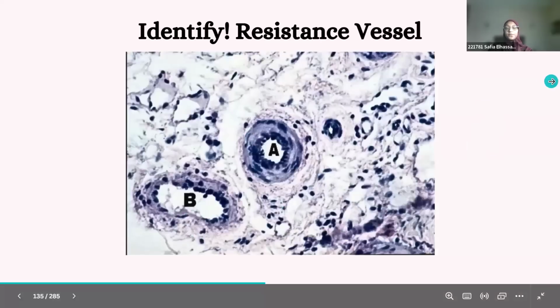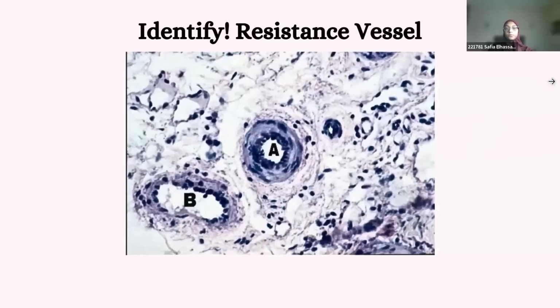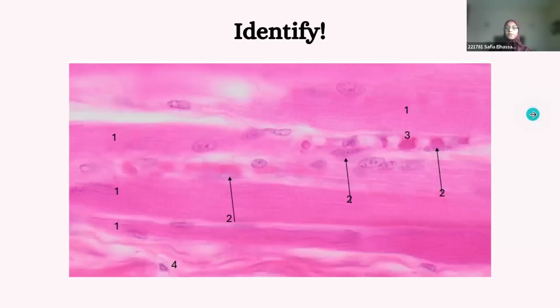All right, which one of these is the resistance vessel? A. Yes, exactly. So A is the arteriole, or the resistance vessel.